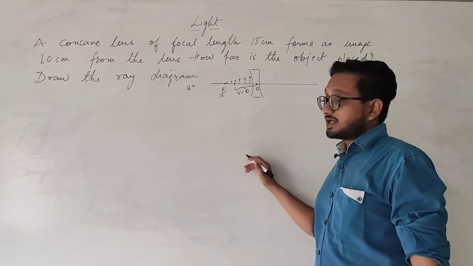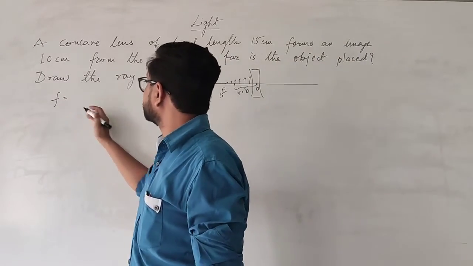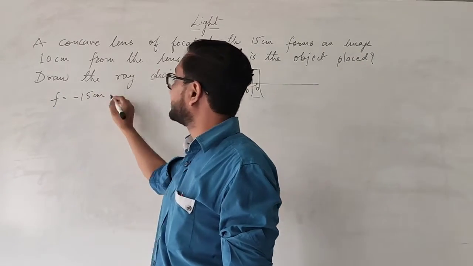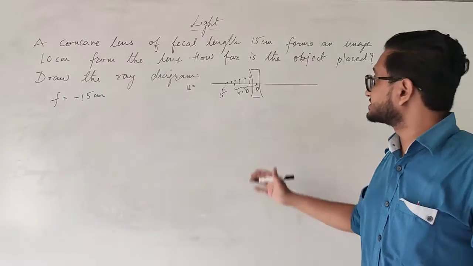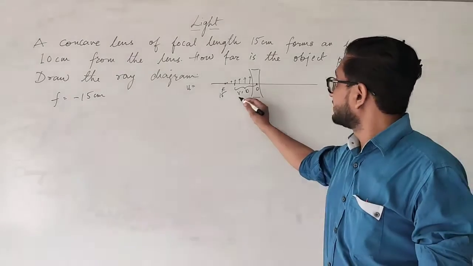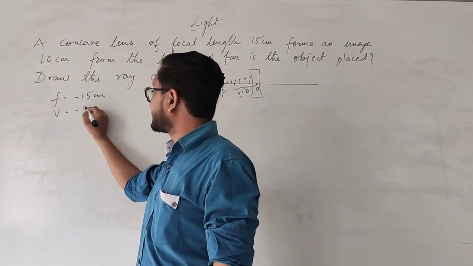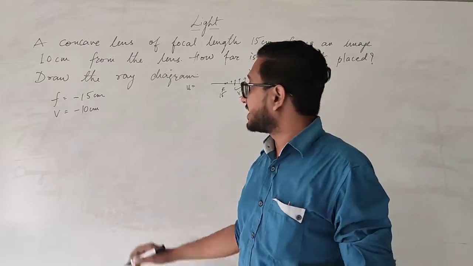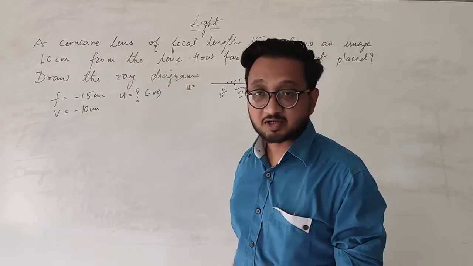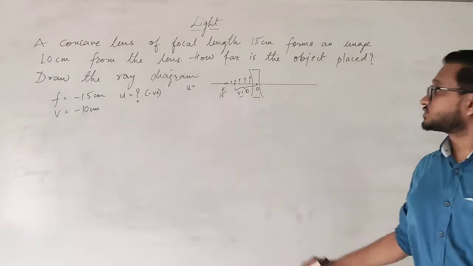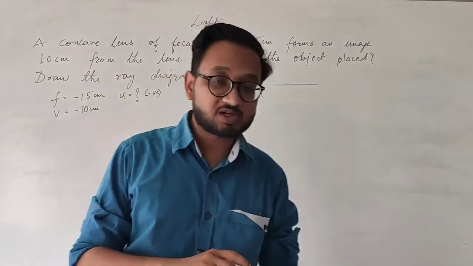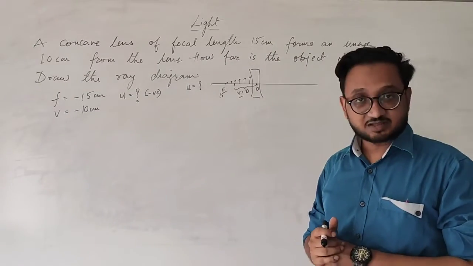Now because this is a concave lens, focal length is negative. Focal length is negative because it is on the left hand side of the optical center. So focal length is minus 15 cm. And once again, because this is a concave lens, the image is also formed on the same side as the focal length and the object, and therefore V, that is image distance, is also taken as negative. And we know that U, that is the object distance, is always going to be negative. Why? Because object is always placed on the left hand side. So you need to find the object distance. In this case the image distance has been given to you, and you need to find the object distance.